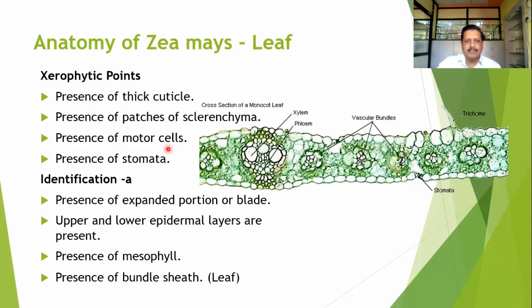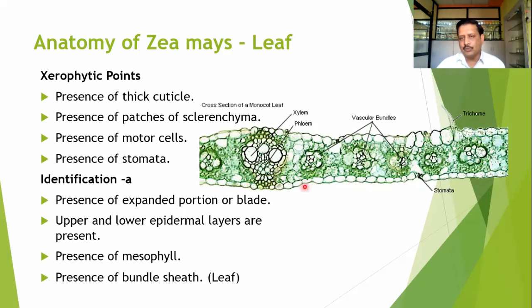Now sclerenchyma is the tissue which has xylem elements, and these xylem elements are almost dead tissue. These sclerenchymatous elements, in the form of metaxylem or vessels, are alternatively present so that they give strength to that particular leaf. And the presence of motor cells and stomata is also a common character.